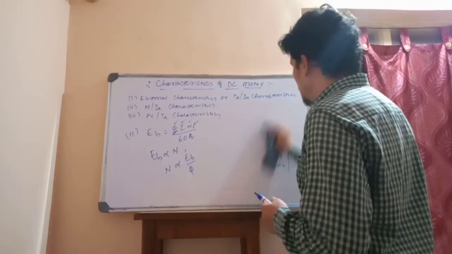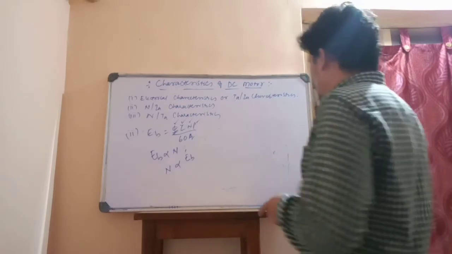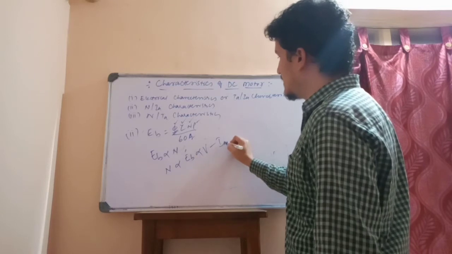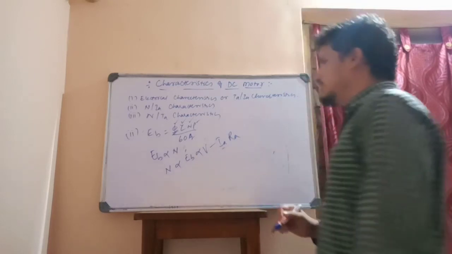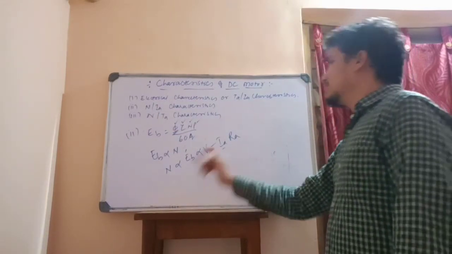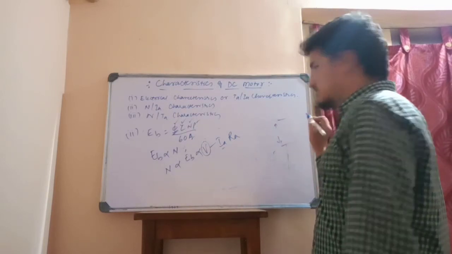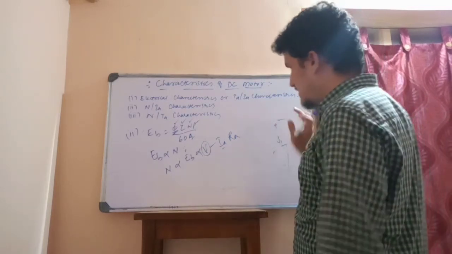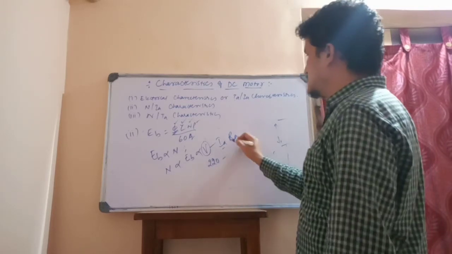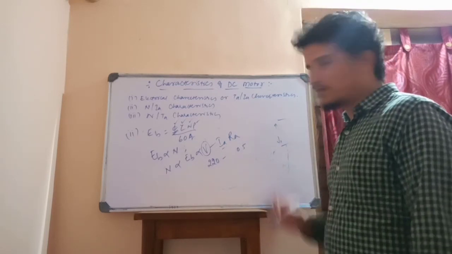So in a shunt motor the flux remains the same. So what is EB in a shunt motor? V minus IA RA. What is the N versus IA characteristic? I have to draw. If V is constant, the terminal voltage of the motor is maintained constant, it will remain constant. So say for example it is 220 minus, say the armature resistance is 0.5 ohms. This is also constant.